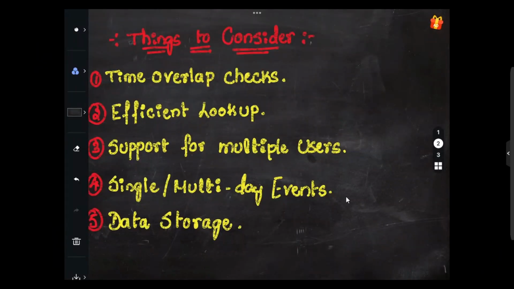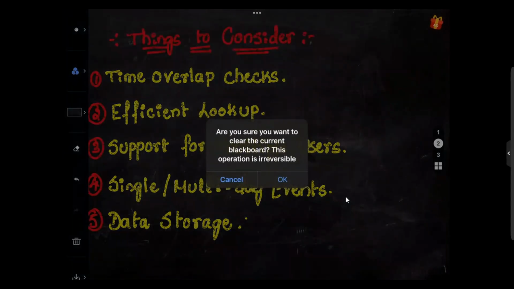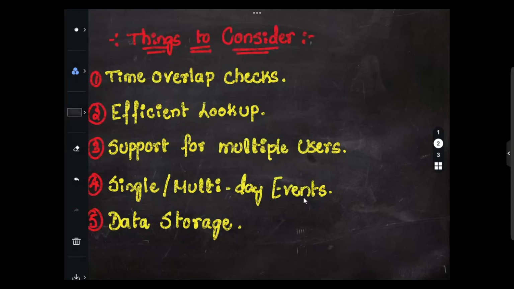So let's discuss things to consider first, then let's go with the UML diagram here, right? So the first thing that we need to consider here is time overlap checks. Time overlap checks means we have to avoid the booking conflicts here. So we should be able to avoid the booking conflicts. This one we have to keep in mind.